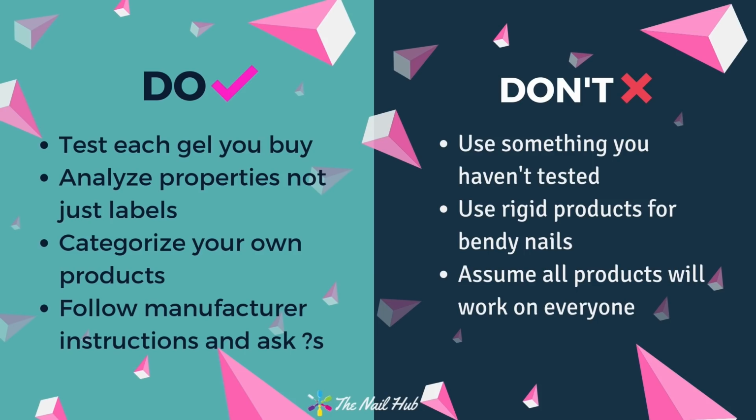Analyze the properties, not just labels. So again, going back to what I said about a top coat might be super shiny, and that's what they made it for. But if you remember my hard gel top coat, it can also be used as an extension gel. And the way I can figure that out is by testing it and seeing, is it strong? Is it rigid? And also wearing it and seeing what happens when I wear it on myself for a couple weeks, using it for different things.